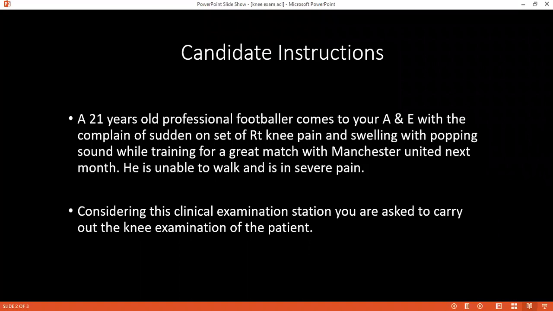Right. So if you have read and understood the clinical examination station, kindly begin.